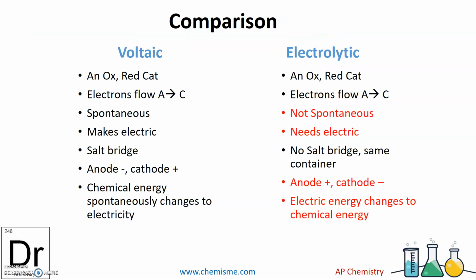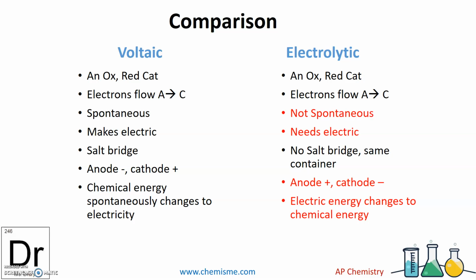So to look at the comparison between our old cells and our new cells, AN OX and RED CAT are still true. Electrons still flow from anode to cathode in either cell. Voltaic is spontaneous and it makes electricity. Electrolytic is not spontaneous. It does not work normally. It needs electricity. You have a salt bridge in voltaic, but in electrolytic there's no salt bridge. They're usually in the same container.